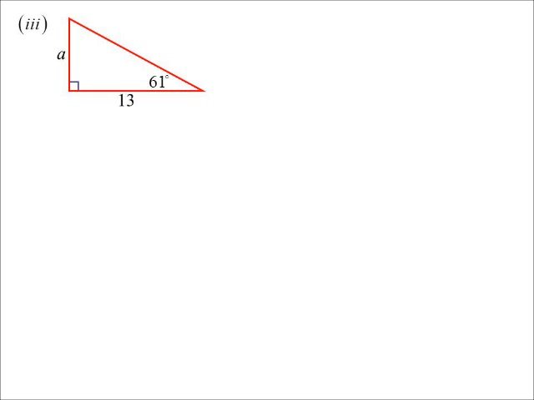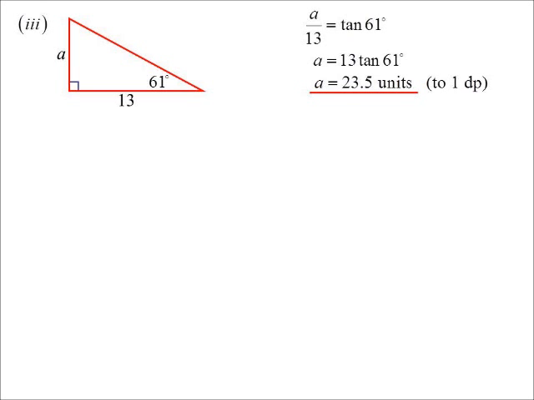Basically, there are three types of standard right-angle triangle trig questions. Two of them involve finding the side. One where the side is not the hypotenuse. So we go, which ratio is A over 13? Or opposite over adjacent. So okay, that's the tangent of 61. We rearrange it. 13 times tan 61. Press some buttons on our calculator and hopefully get the right answer, 23.5.